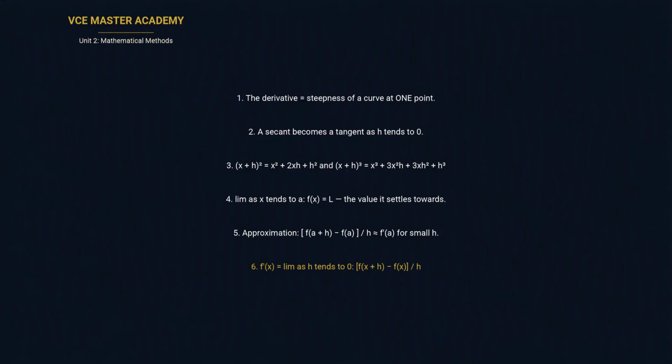4. A limit is the value something settles towards as you close in. 5. For a quick estimate, pick a tiny h and work out f of a plus h minus f of a, all over h. 6. And the exact definition itself, f dashed of x equals the limit as h approaches 0 of f of x plus h minus f of x all over h. Learn that last line by heart. Every first principles question starts there.